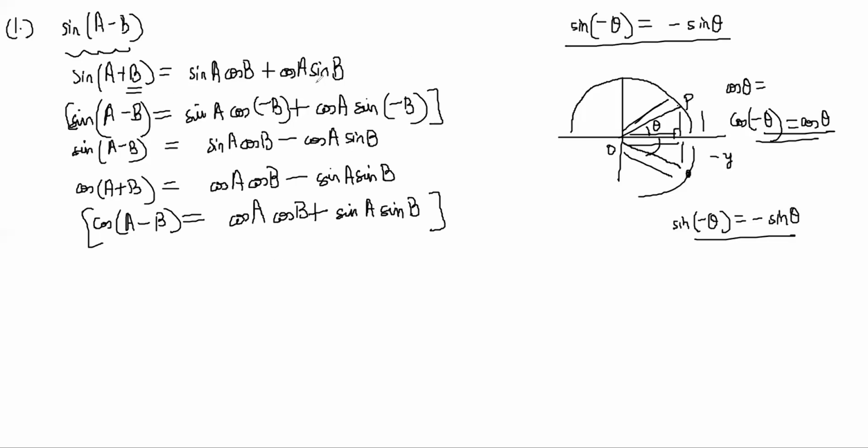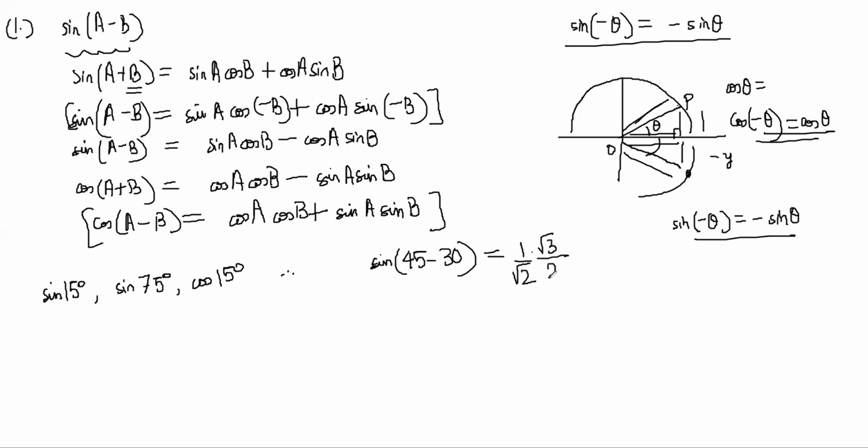Now this immediately tells you ways to find out, say, sine 15 degree and sine 75 degree, and cos of those angles, because you can now write sine 15 degree as 45 minus 30 and put the formula. So 45 minus 30 will become sine 45, 1 by root 2, cos 30, root 3 by 2, minus sine 30, which is half, and cos 45, which is 1 by root 2. So it becomes (root 3 minus 1) by 2 root 2. This is your sine of 15 degree, right?